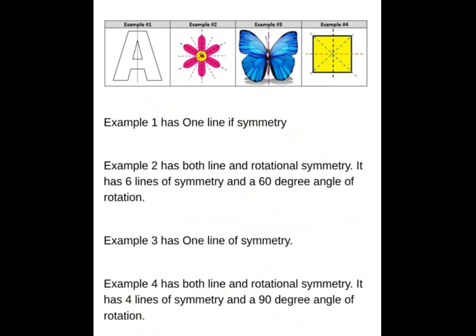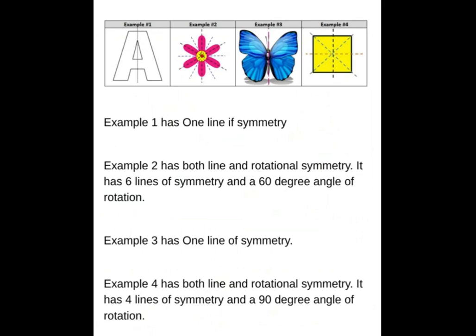They're mirror images of each other. Looking at example number 2, this flower has both line symmetry and rotational symmetry. You can see the line symmetry on the screen. There's 6 lines of symmetry there. I can draw through any of these petals essentially and get exactly the same shape. And I can also draw between the petals and get exactly the same shape when I fold it on itself.